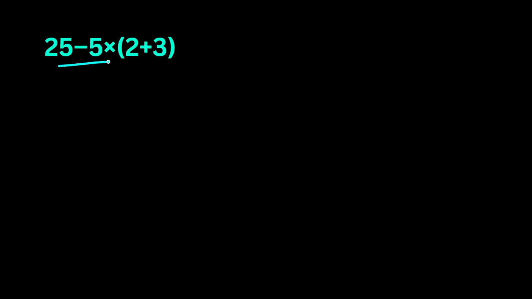Today I come with this question, and the question is 25 minus 5 into bracket 2 plus 3 bracket 2. So we will solve this with the BODMAS rule. In this rule, first we have to solve the parenthesis part, and according to the mathematical expression, we will do second the multiplication and then the subtraction part. So our first step will be to solve this parenthesis.